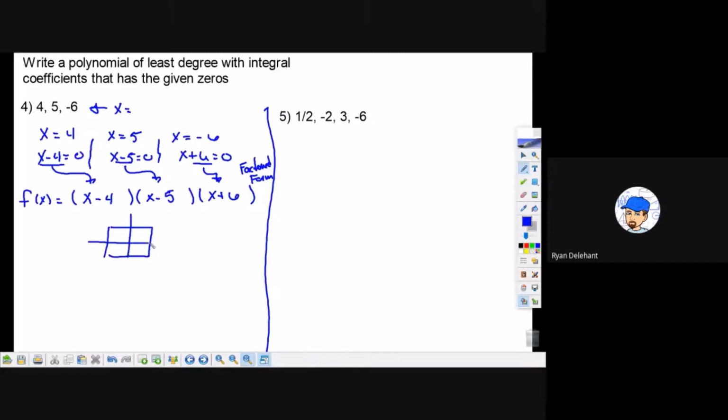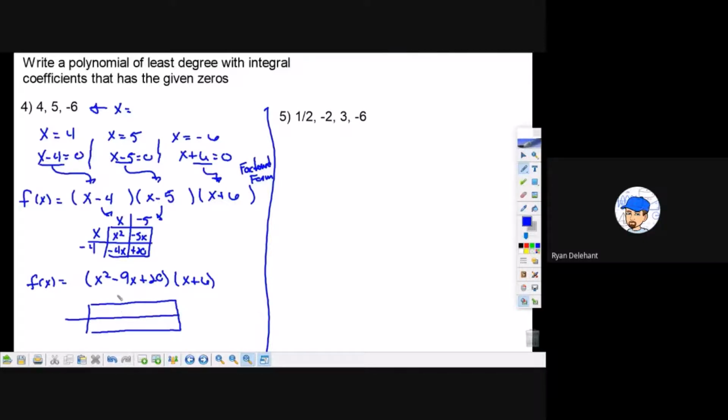So we take these things and draw boxes and multiply. So x minus 4, x minus 5, so that's x squared, negative 4x, negative 5x, and plus 20. So this one turns into x squared minus 9x plus 20 when I multiply these two together. And then I need to multiply that by that x plus 6. So let's draw the box again and do that. So put our x plus 6 over here.